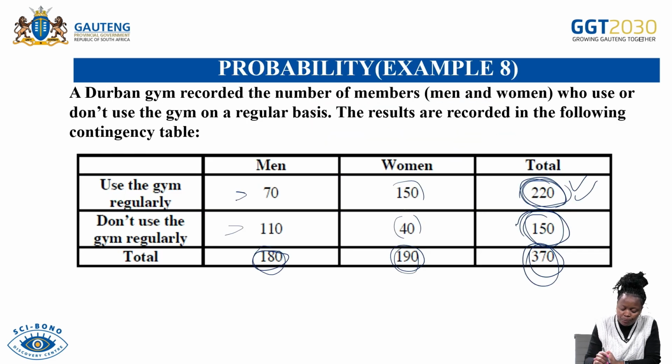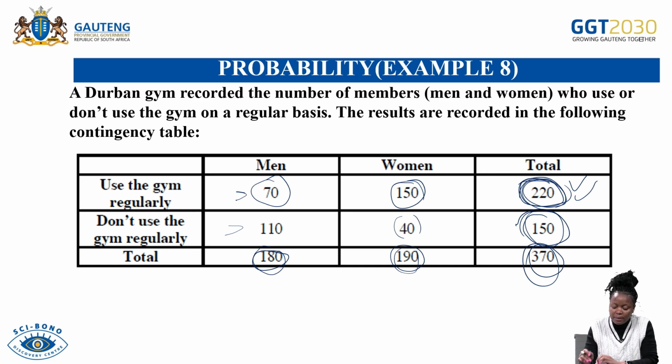So you've got the men that use the gym regularly, which are 70. You've got the women that use the gym regularly, which are 150, and the total of those is 220. So we just need a member. It doesn't matter if it's a man or a woman.